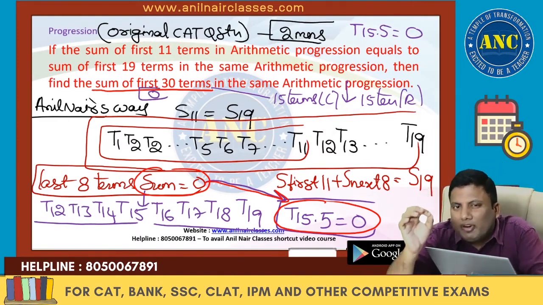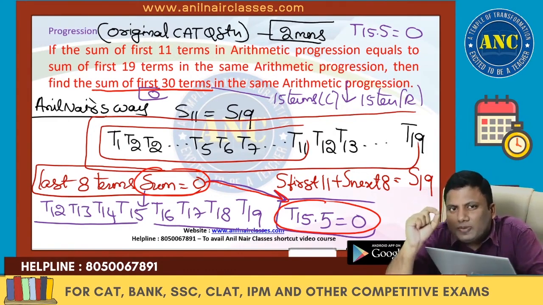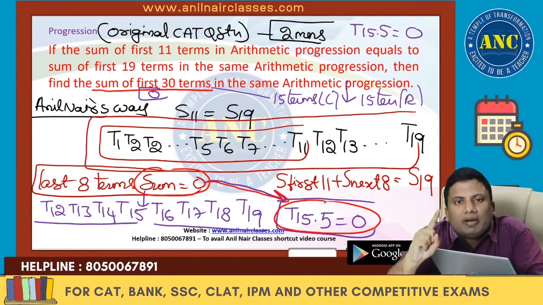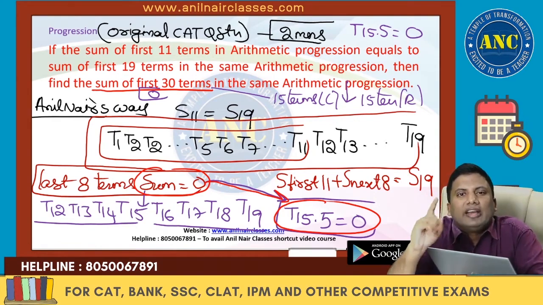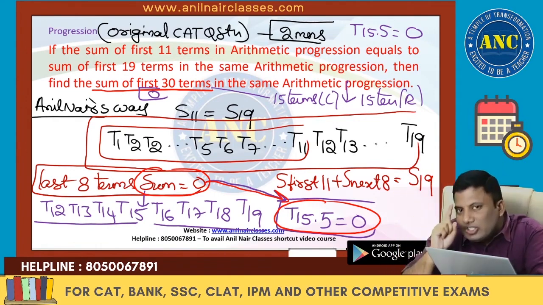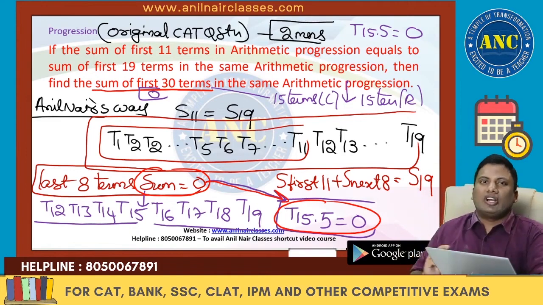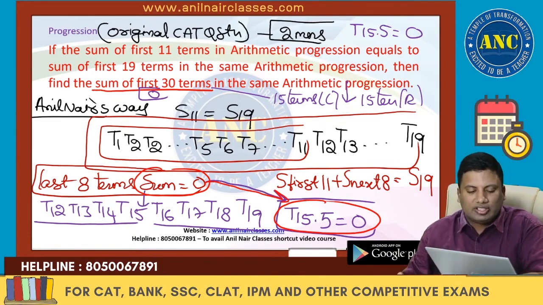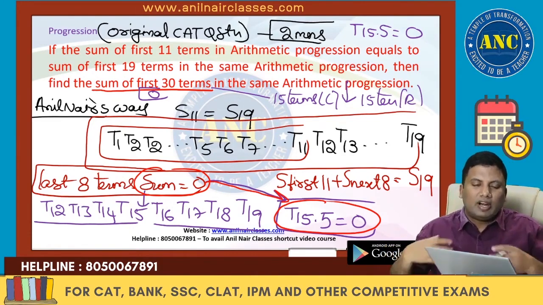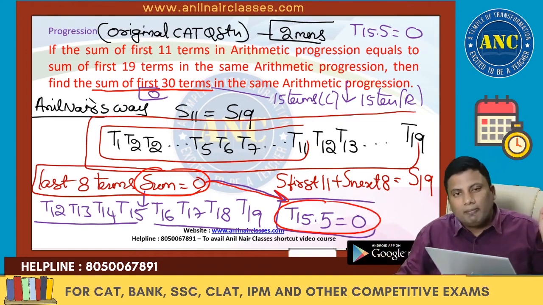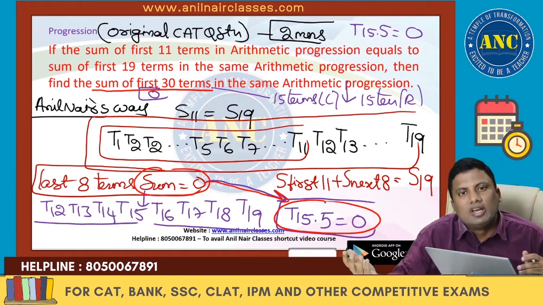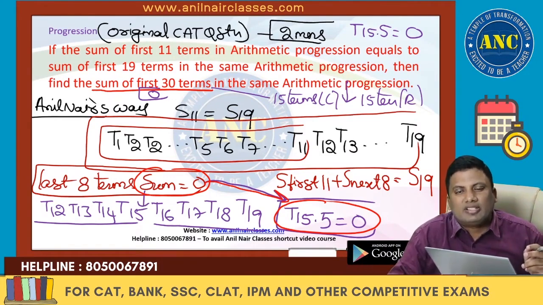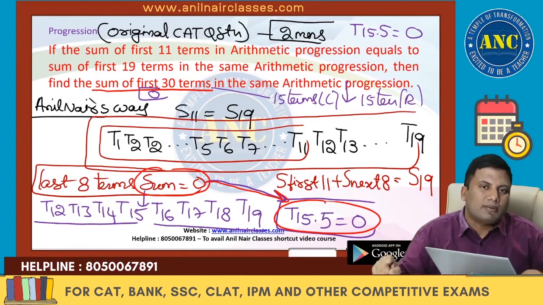Very, very beautiful question. What is the root cause of this problem? The last 8 terms' average is nothing but the average of the given question series. Sum of first 11 terms is equivalent to sum of total 19 terms. That means the last 8 terms' sum is 0.